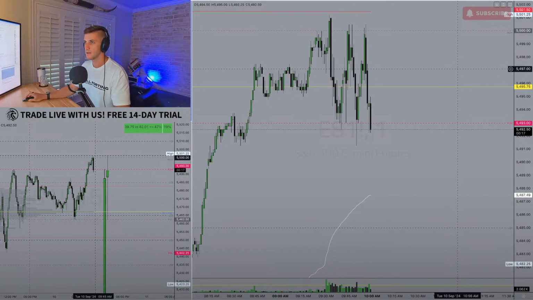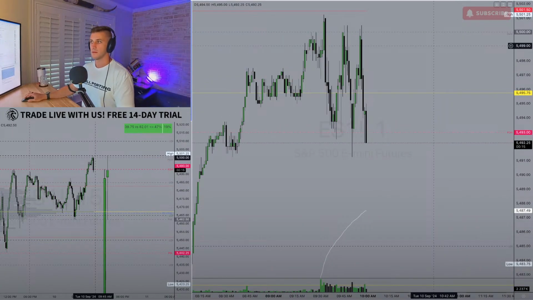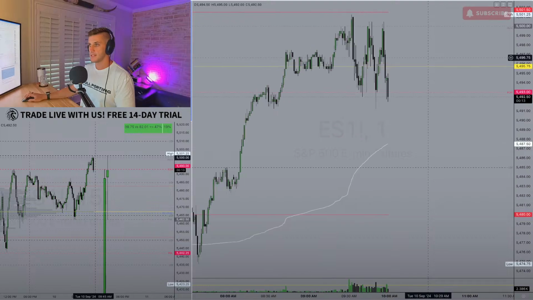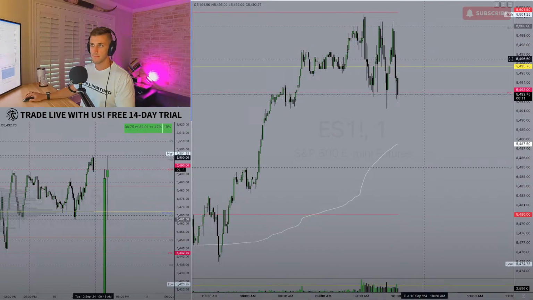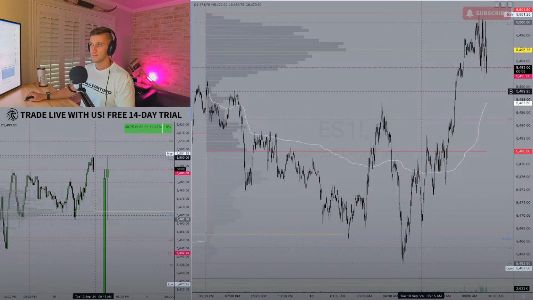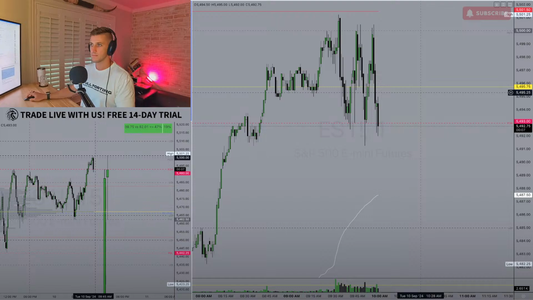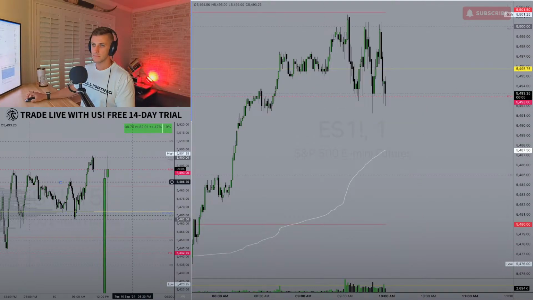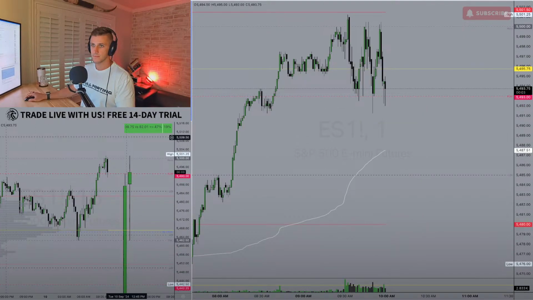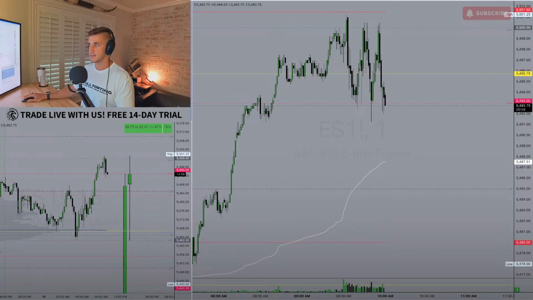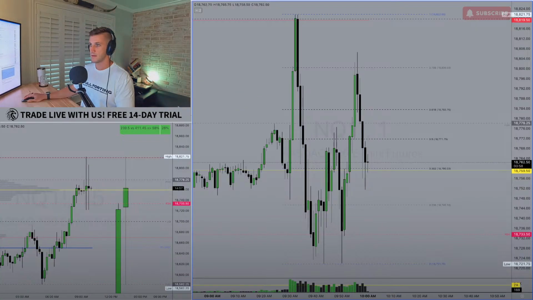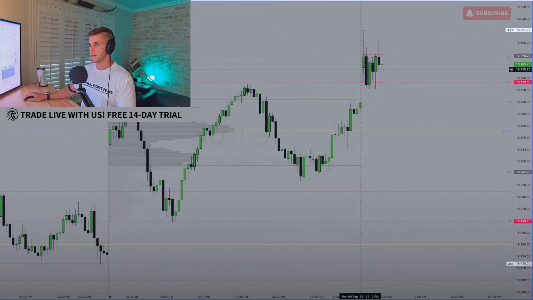ES back into the lows. Back into that prior day high area, that session low area. Big red bar on the 15-minute there on ES. Here's 10 a.m. NQ 5-minute. What does this look like? Just pure barcode, right?